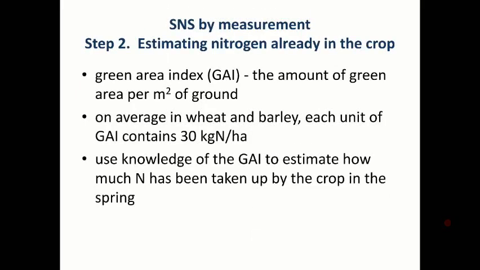Then you also estimate how much nitrogen is already in the crop if you've got a winter sown crop. So you use this green area index method to figure out just how much nitrogen the crop already took up. And there are guides. Nowadays you've got little apps on your phones where you can take photographs of your wheat or barley and then get it converted to green area index, or converted right into kilograms N per hectare. Just an approximation of how much nitrogen the crop's taken up.